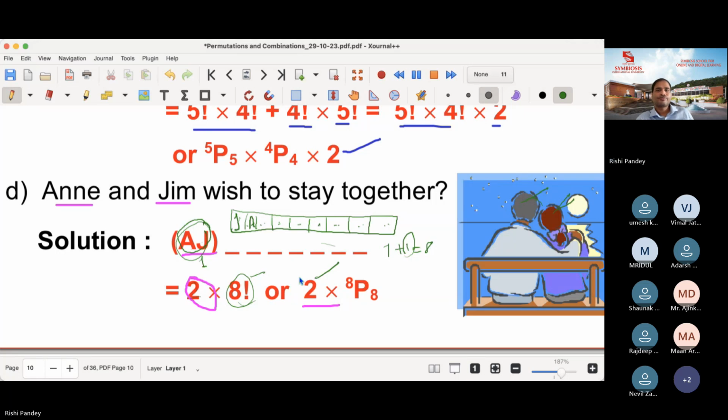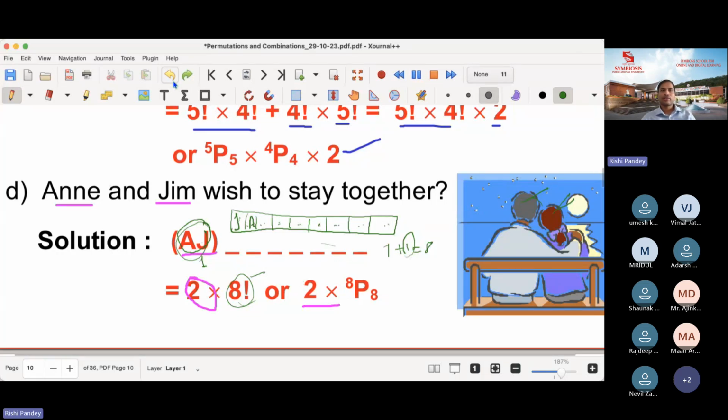Any doubt? No, sir. Got my point? They can shift anywhere. If Anna sits anywhere, Jim joins Anna in any position, and they can also change their positions. Okay, done?